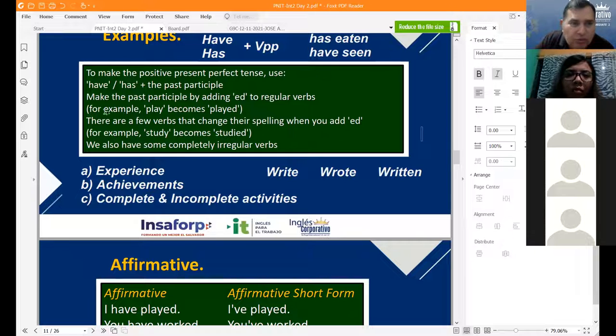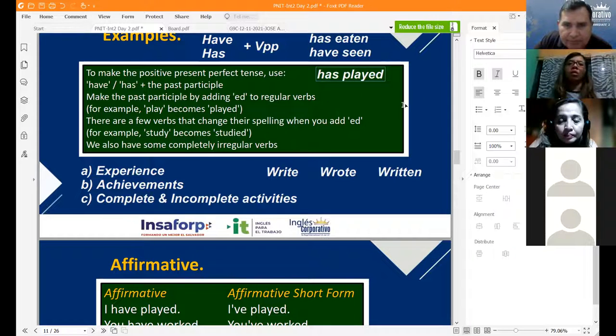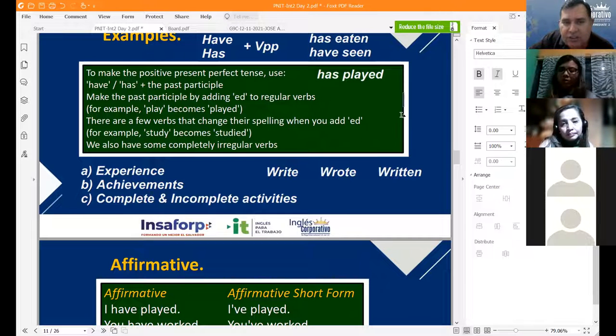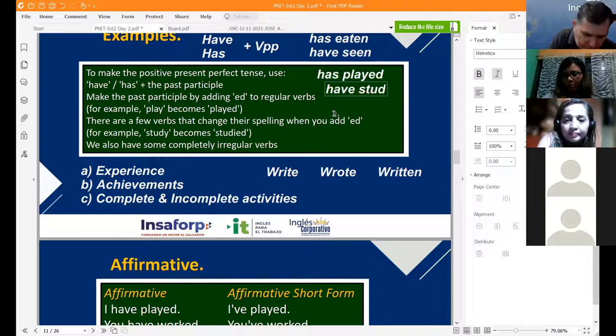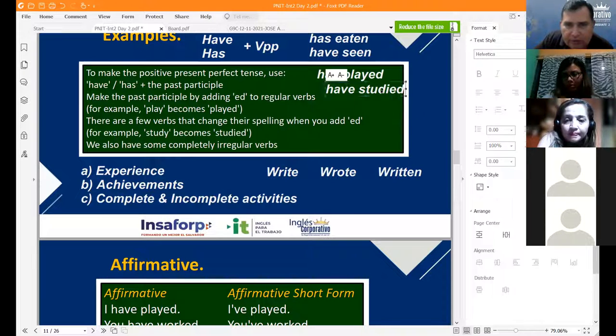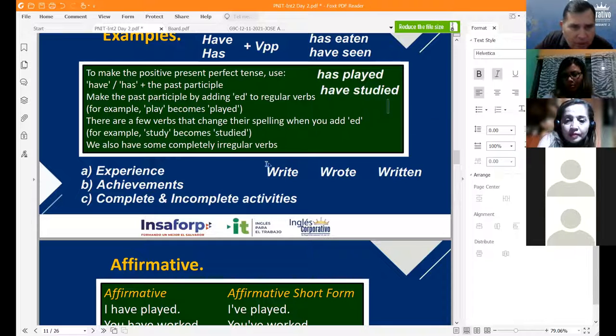To make the positive present perfect tense, use have or has and the verb in the past participle. Make the past participle by adding ed to the regular verb. For example, play becomes played: have played, has played. There are a few verbs that change their spelling when they add ed. For example, study becomes studied: they have studied. We also have some completely irregular verbs, like eaten, seen, written. So this is for the form.